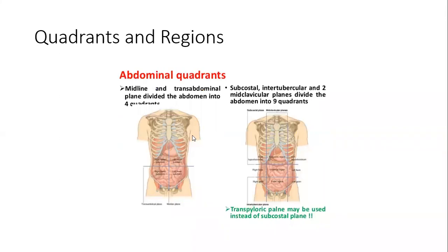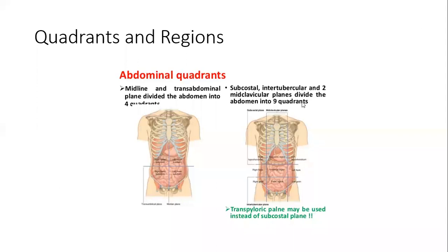So the planes that divide the abdomen into 4 quadrants include a single midline plane that passes vertically through the center of the body, and a trans-abdominal plane that divides the abdomen horizontally by lying at right angles to the midline plane. The quadrants are named the right upper and left upper quadrants, and the right and left lower quadrants, each quadrant having its own contents and organs.